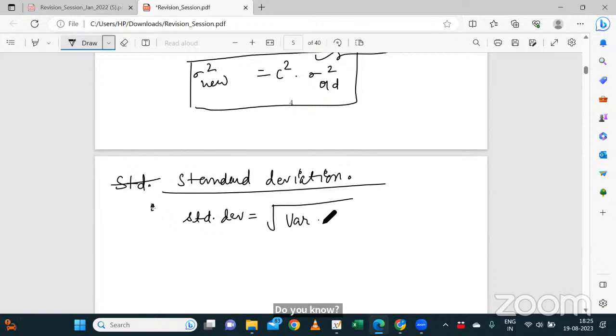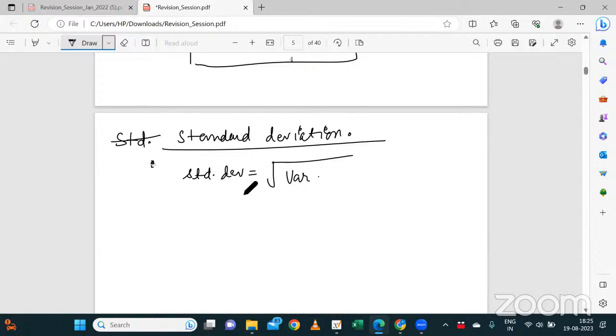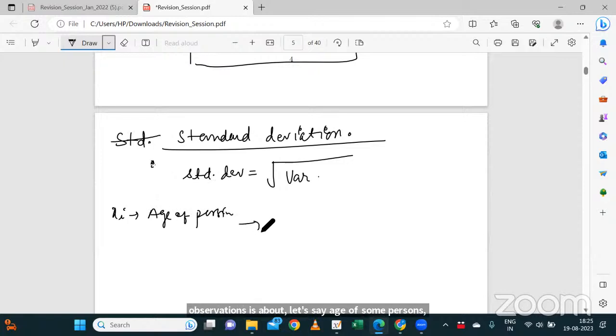Can you read it? Okay, so why are we using this standard deviation? There is one important thing called units. Suppose your observations are about, let's say, the age of some persons. Then what will be the unit of your variance? Let's say you are getting 144 or some 40 year square, I'm just assuming random data. So your variance will be in unit square, I mean year square, right?